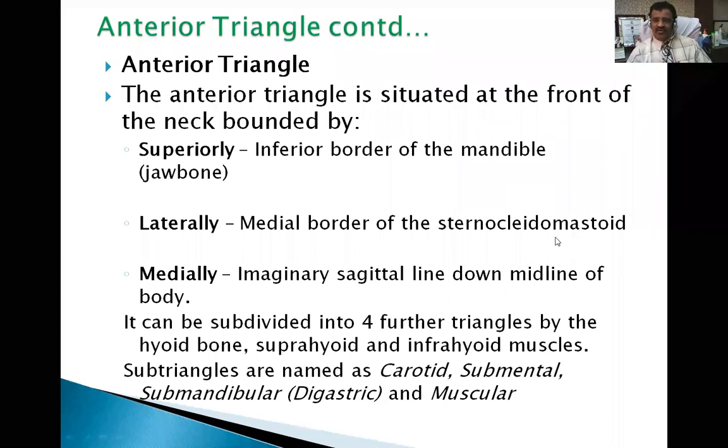The anterior triangle is divided into four triangles by the hyoid bone, which lies just between the thyroid cartilage and the chin, and by the suprahyoid and infrahyoid muscles. There is a group of suprahyoid muscles and infrahyoid muscles. The subtriangles are named as: one is carotid, another is submental, the third is submandibular. The submandibular triangle is also called the digastric, and the last is muscular. Remember all these four triangles.